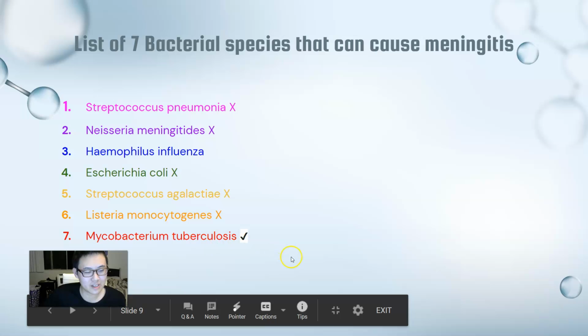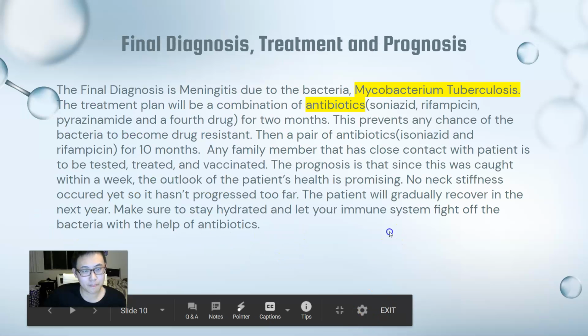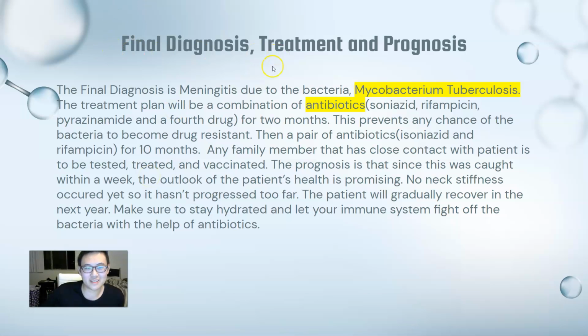Therefore, our conclusion is this. So, the final diagnosis of meningitis is due to the bacteria Mycobacterium tuberculosis. The treatment plan will be a combination of antibiotics for the first 2 months. This prevents any chance of the bacteria becoming drug resistant.